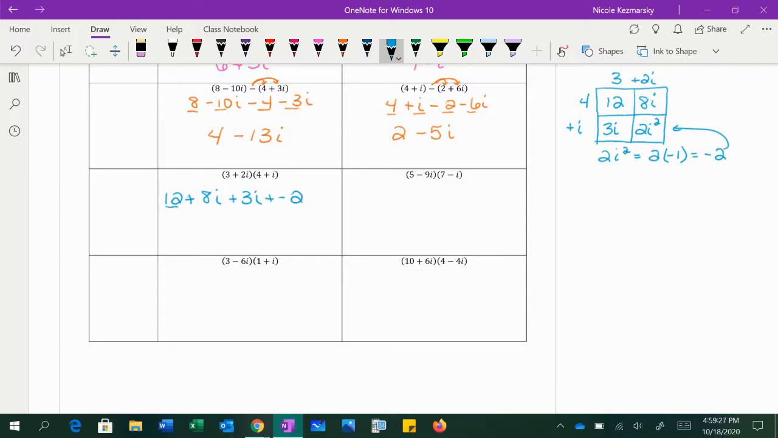And then I'm going to look for my non-i terms. So 12 and negative 2 gets me 10. And then 8i plus 3i, that's 8, 9, 10, 11, gets me 11i. I'm going to do that with the next example.